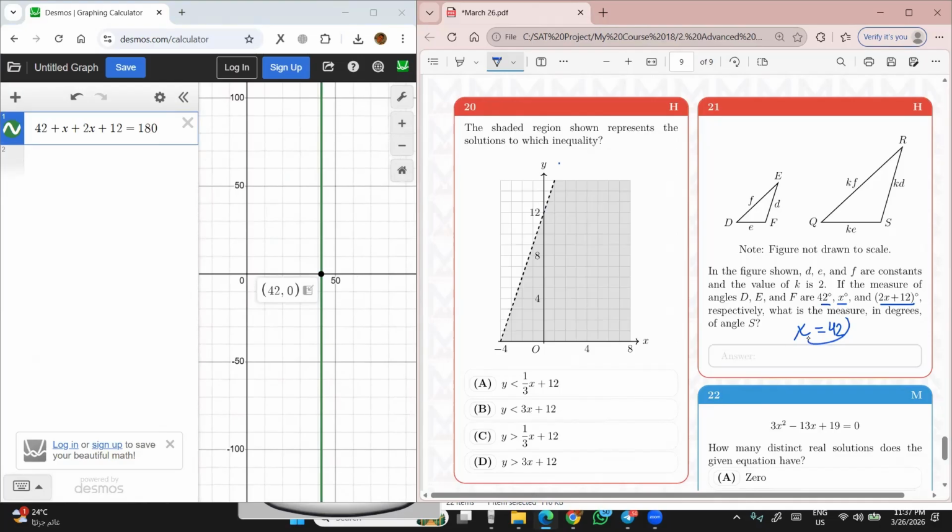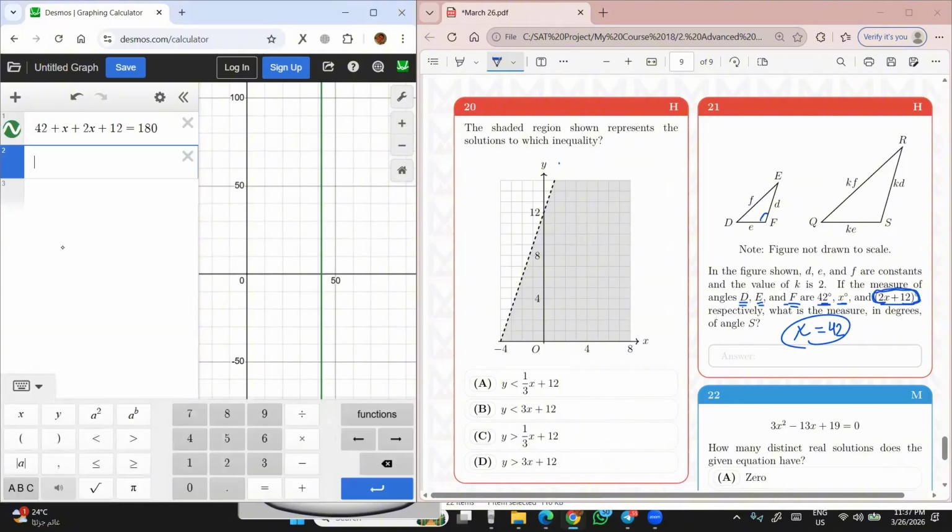But we do not need to get the value of x only. We need to get the measure of angle F. And angle F here is the last of the 3 letters, which is this. This belongs to D, x belongs to E, but F is this one. So we can write here 2x plus 12, and instead of x, we write this number 42, and then plus 12. We replace x by 42, and the answer is 96.